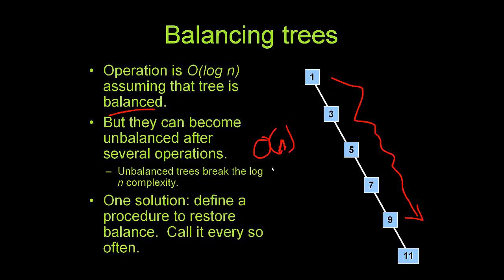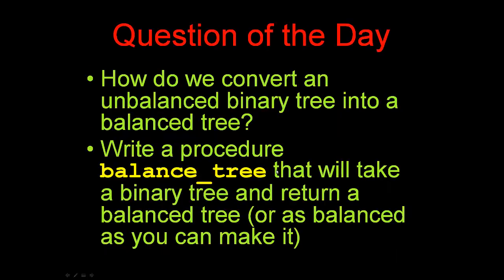So one thing you need to do is rebalance the tree. You need to create a new function that will restore the balance, and we call it every now and then. So how would you convert an unbalanced tree into a balanced tree? For homework, you can write the function balance tree that will take the binary tree and return the balanced version.